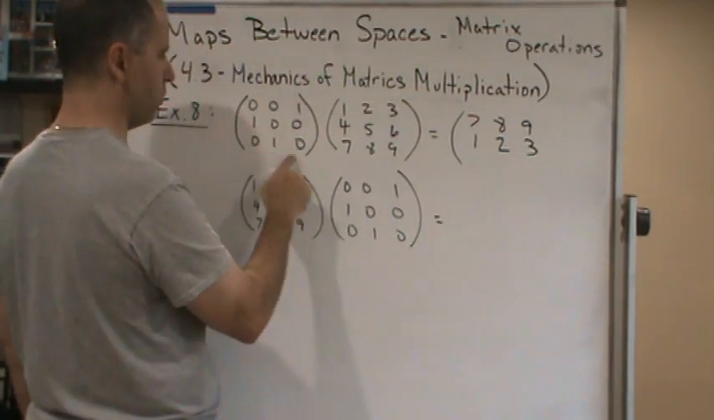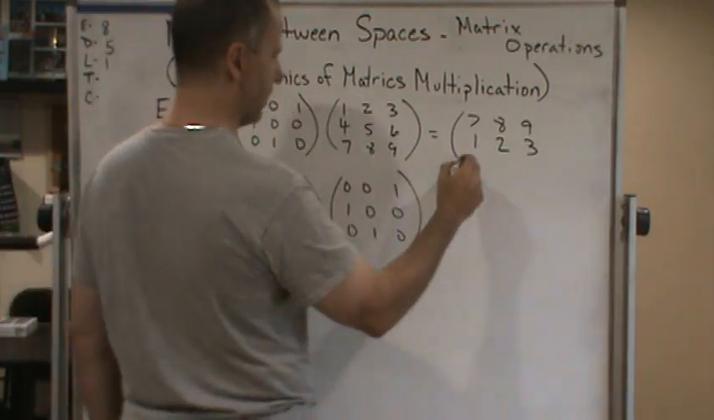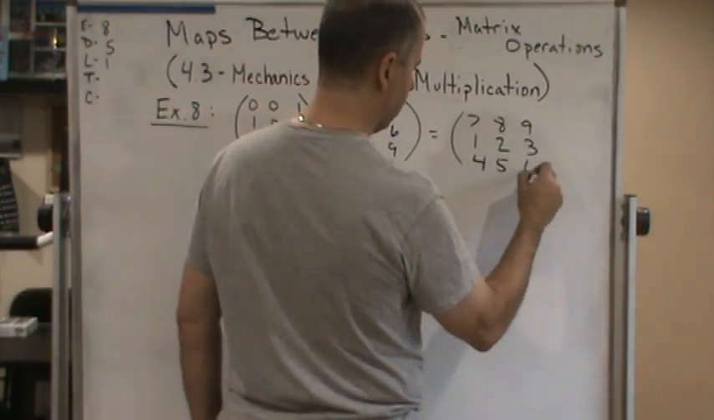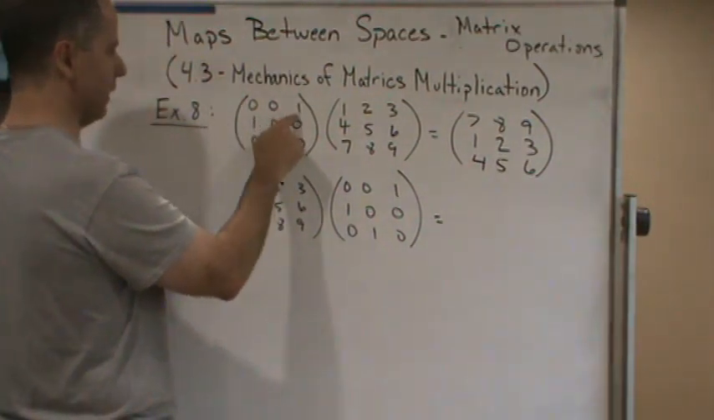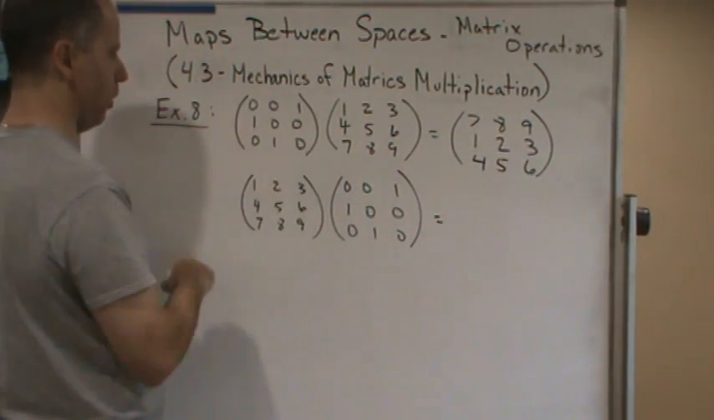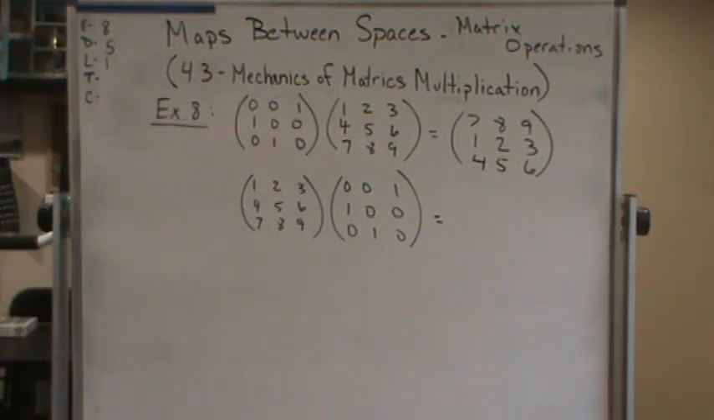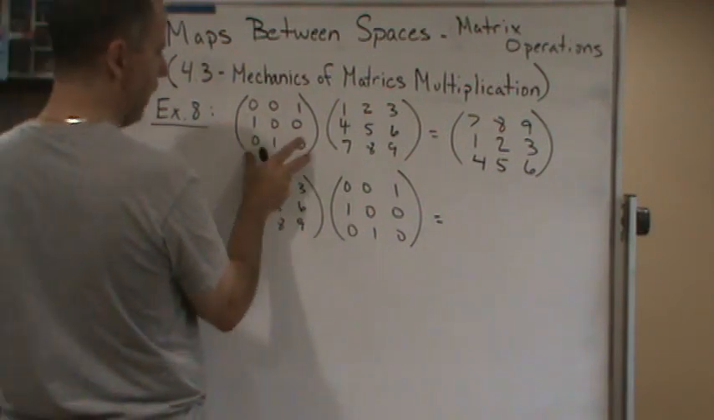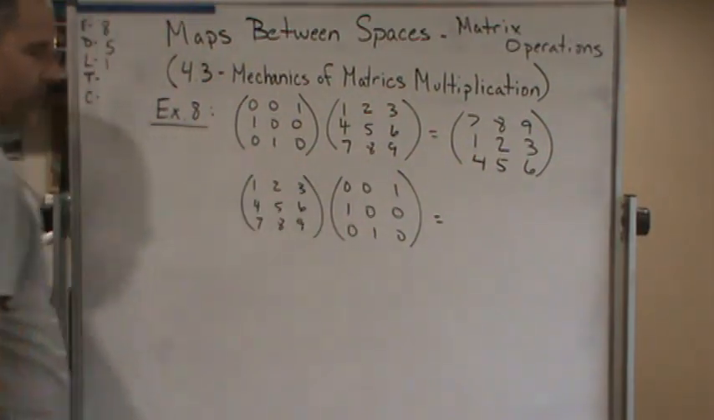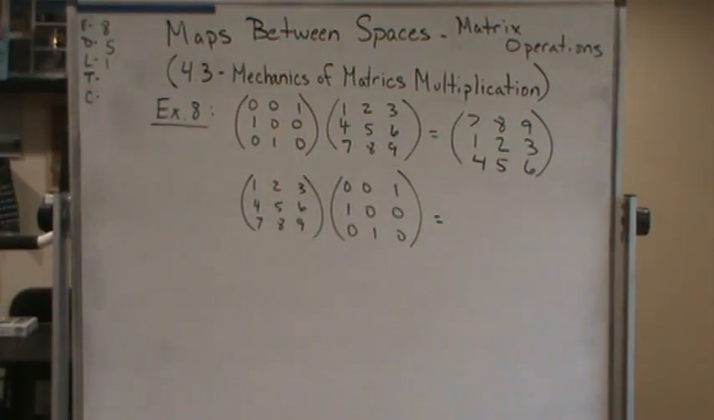And then of course, this one means that the 4, 5, 6 is going on the bottom because it's a permutation, right? We've got exactly one 1 in each row and column, okay? So we're moving things around. In this case, since it's on the left, we're moving rows around.